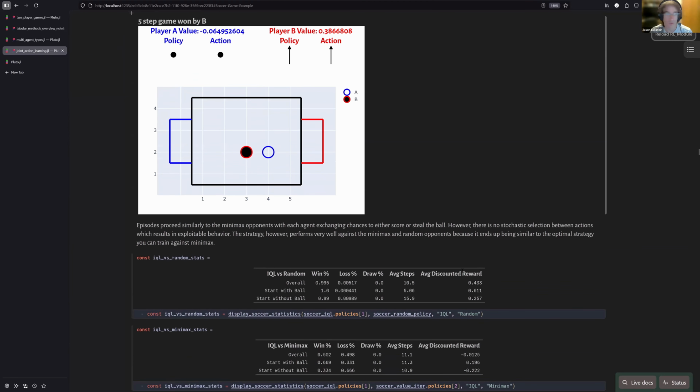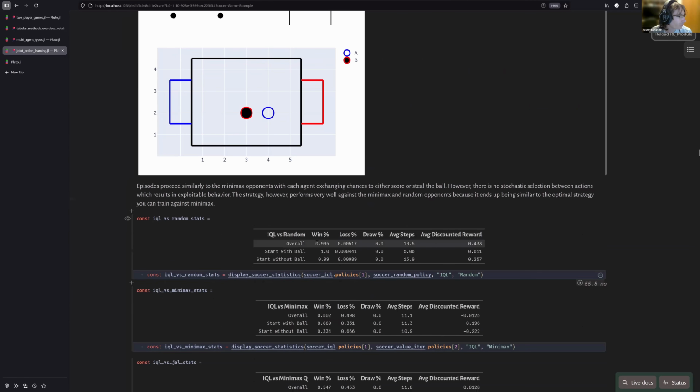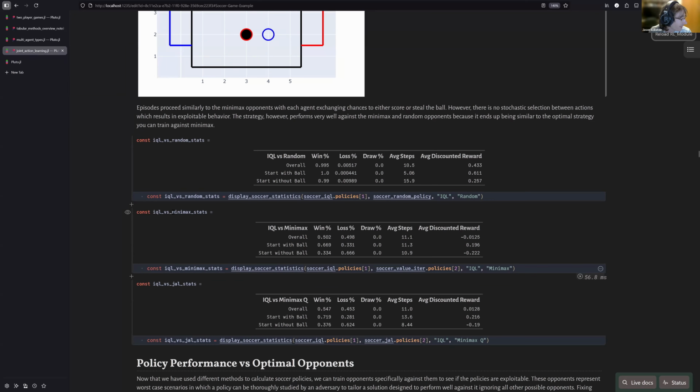The other thing to note is that this solution that it's learned, this deterministic one, actually does better against the random opponent than the minimax solution. You can see it has a higher value here. I think the minimax was 0.38. This is 0.43. It also has a higher overall win rate. And we can see it also does pretty well against the minimax opponent. This is the actual converged minimax opponent. But we can see this slight negative value means it does consistently lose to it.